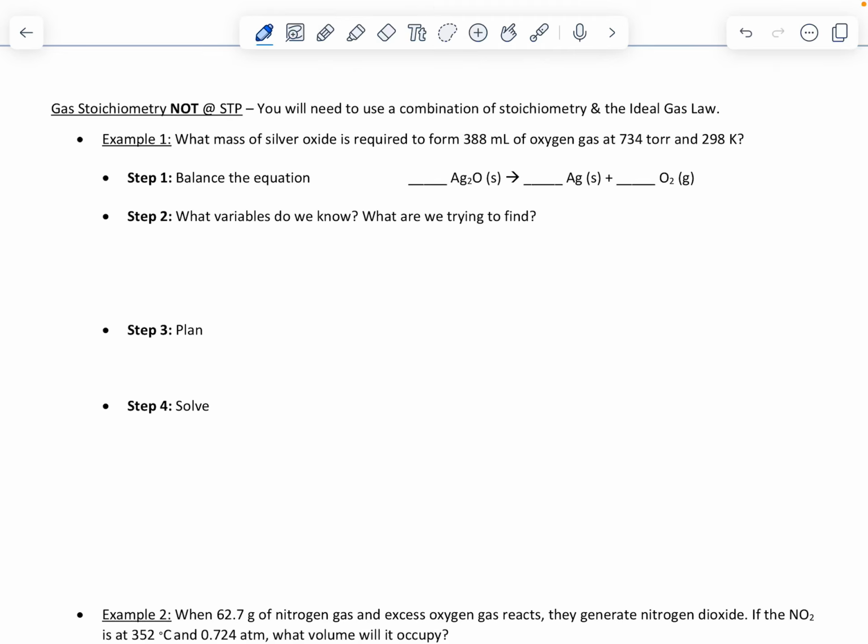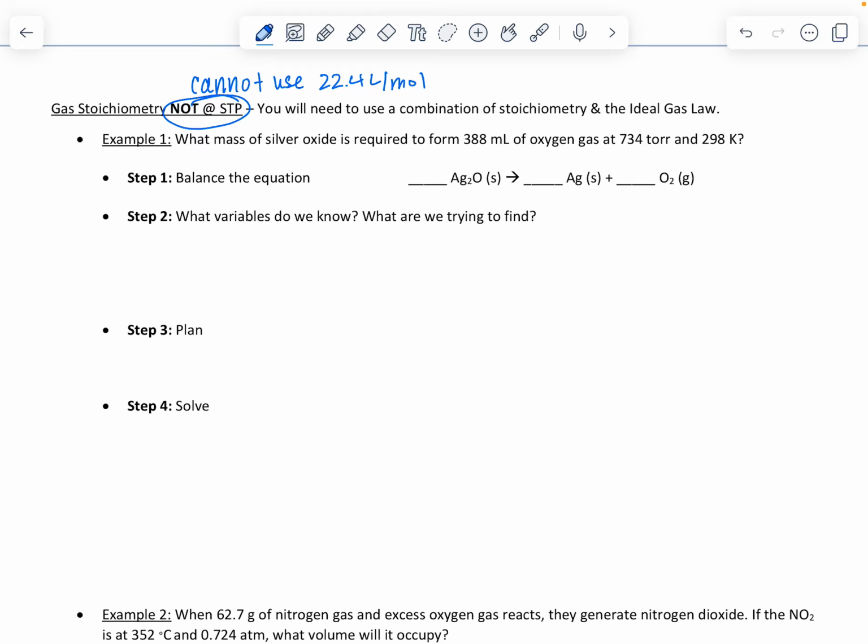Okay, so now we're going to solve problems with gases, and we need to use stoichiometry, but the problem is now we are not at STP. And so if we're not at STP, we cannot use this number, the 22.4 liters per mole. We can't use that because we are not at STP.